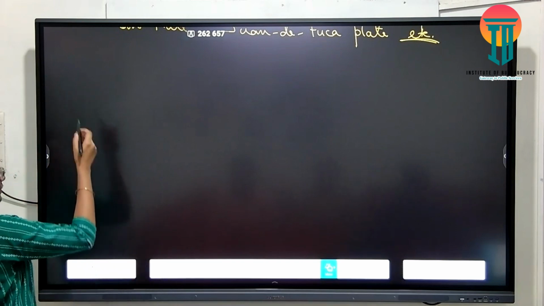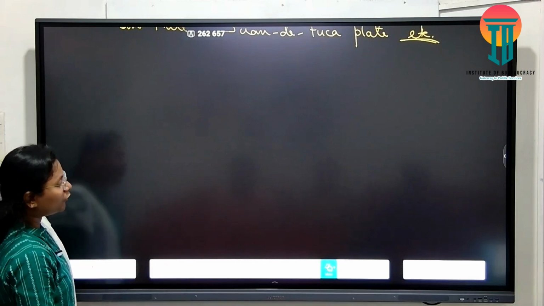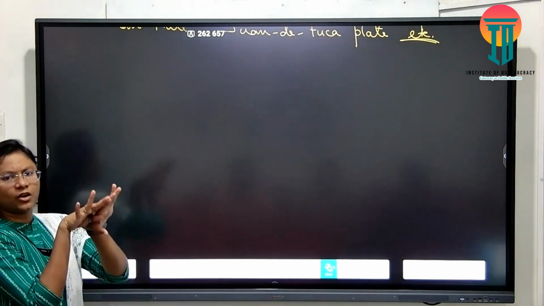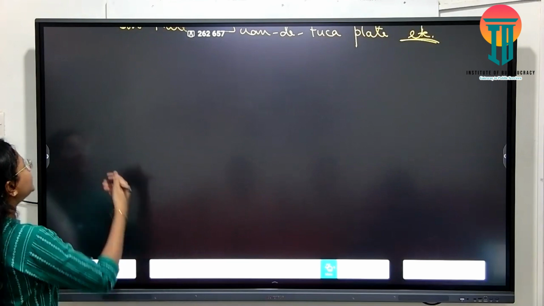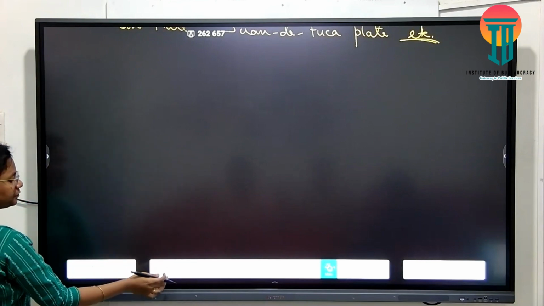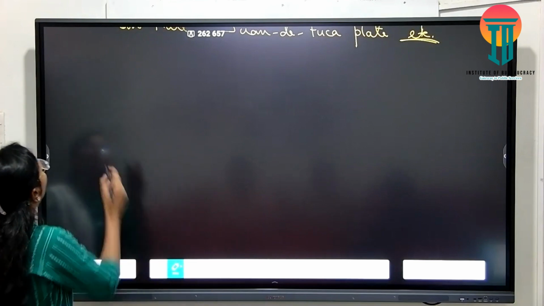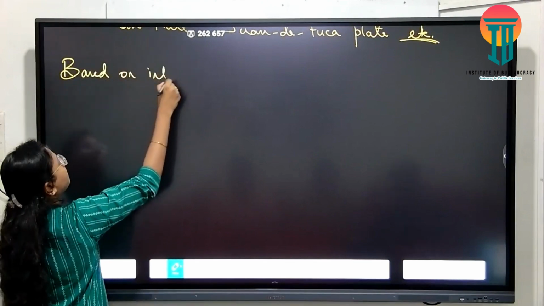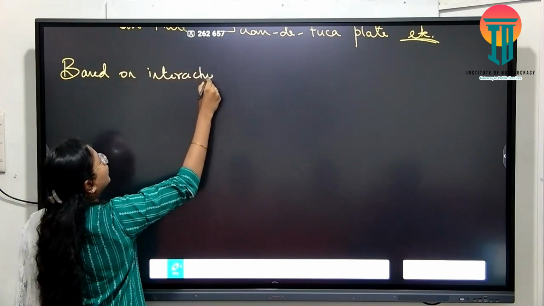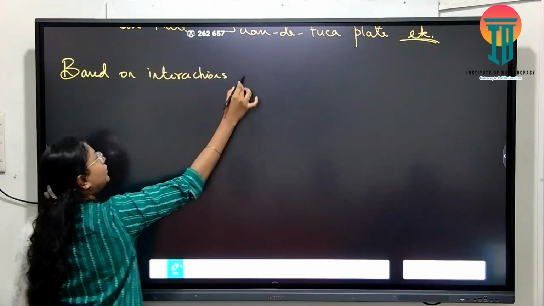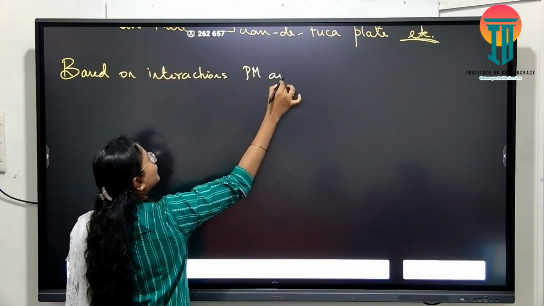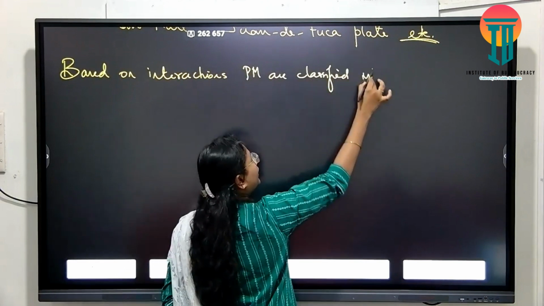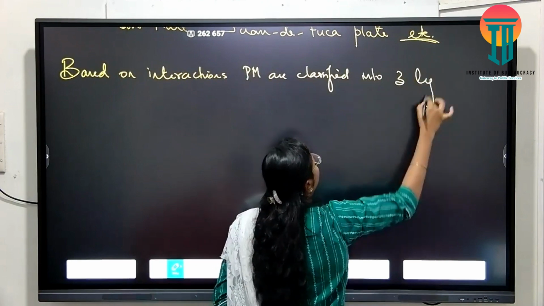Margins. Based on interactions, plate margins are of 3 types. I'll finally draw the diagram so that you will get which is your convergence, the divergence and all. Right? So based on the interaction, plate margins are classified into 3 types. Primarily classified into 3 types.